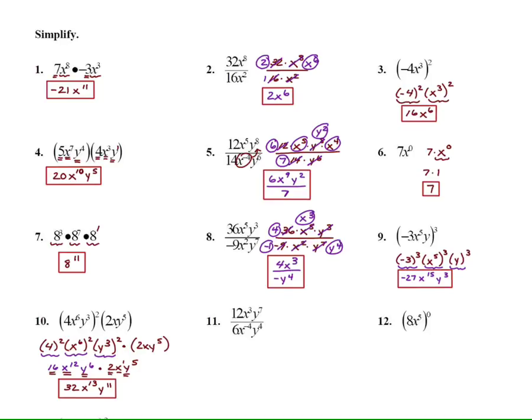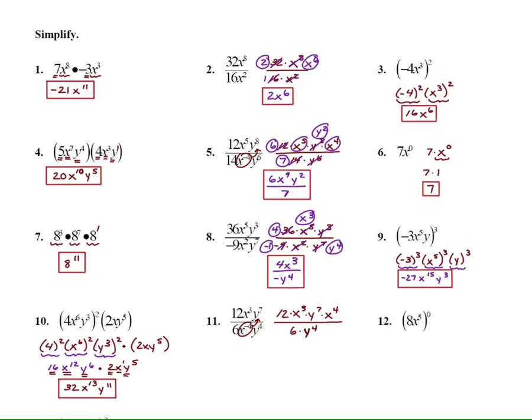Number 11, hopefully you notice that in the denominator there's a negative x to the negative fourth. So when I try and break this up, 12 times x cubed times y to the 7th, I'm going to multiply that also by x to the fourth because I'm going to move that x to the negative fourth up to the top, leaving me with just 6y to the fourth in the bottom.